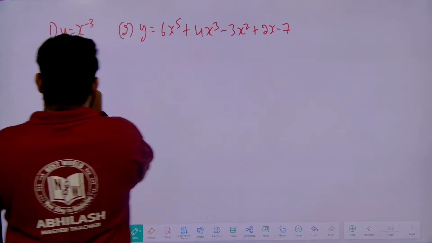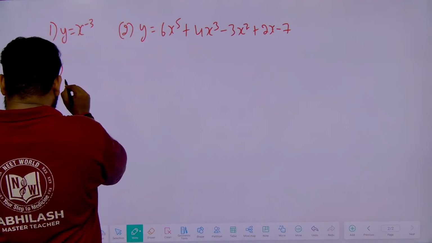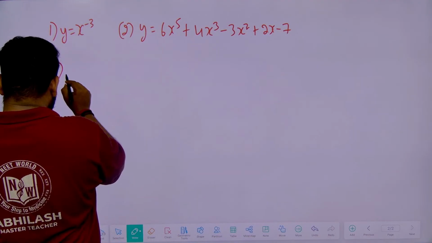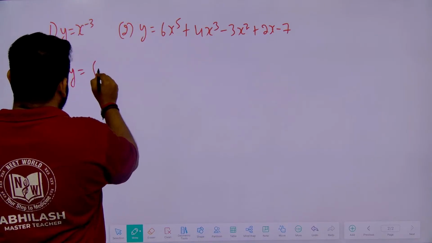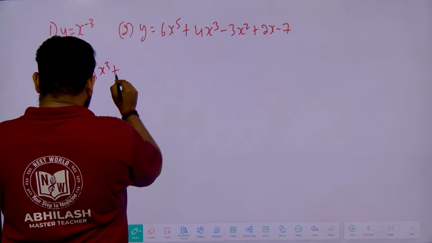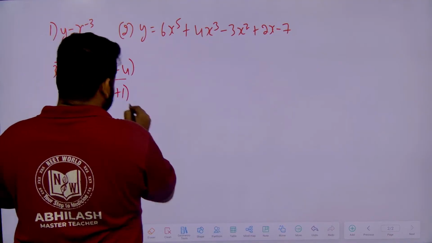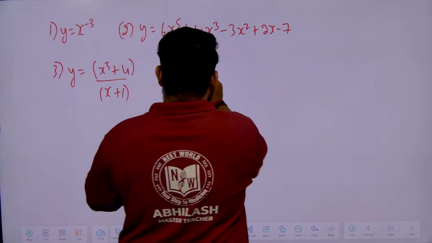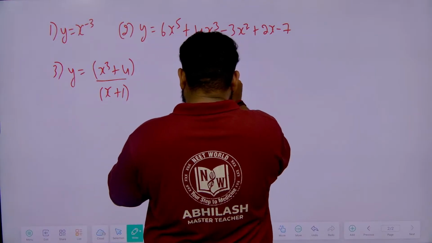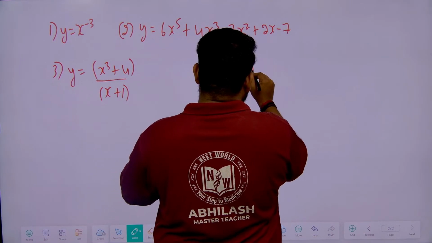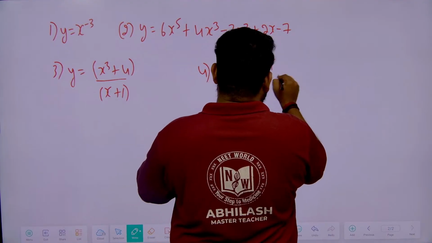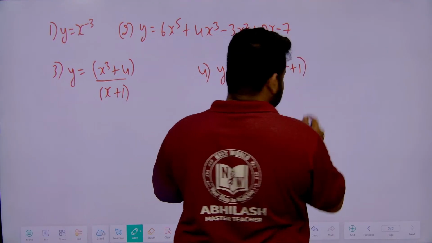Then third question, it is given as y is equal to x cube plus 4 by x plus 1. And fourth one, we are given y is equal to x plus 2 into x square plus 1. These are the questions. Try this.